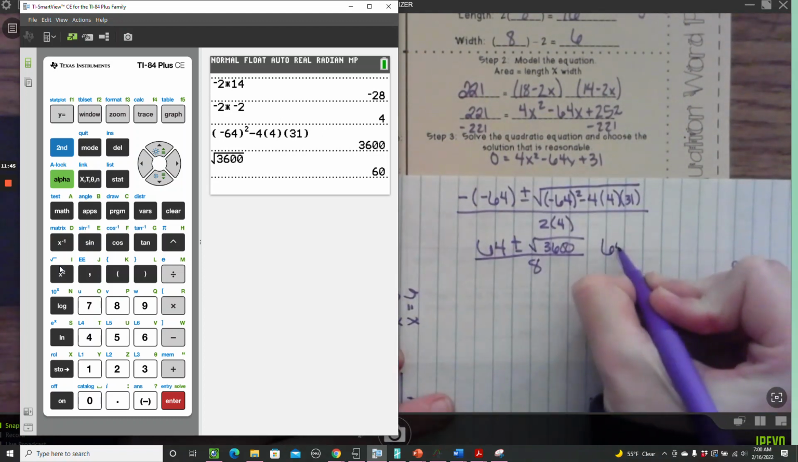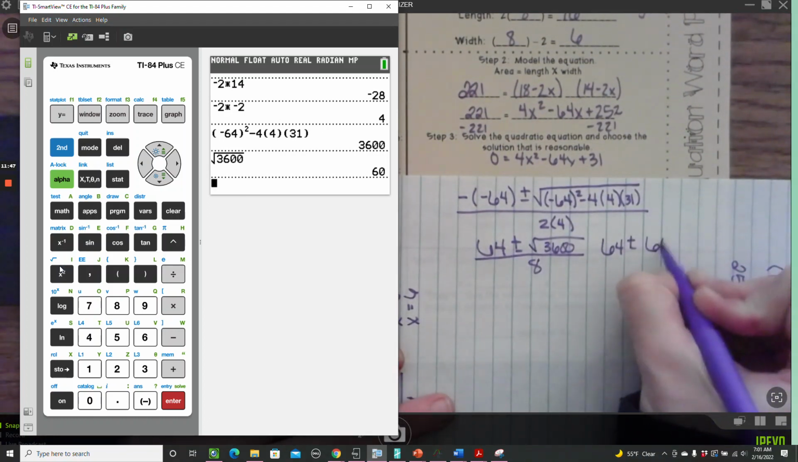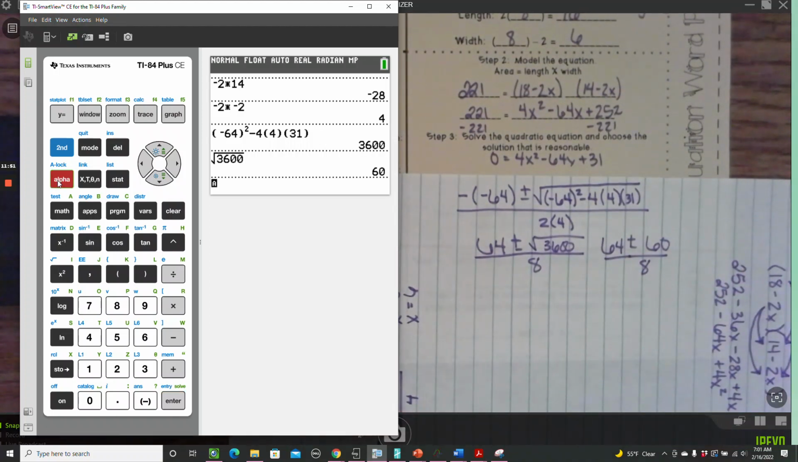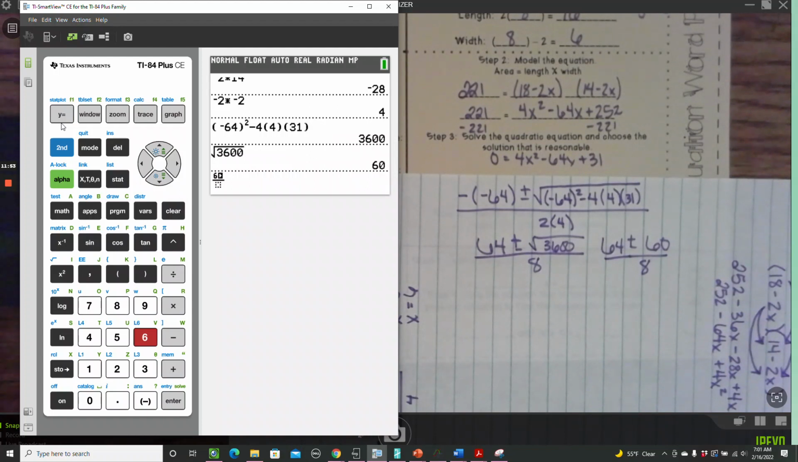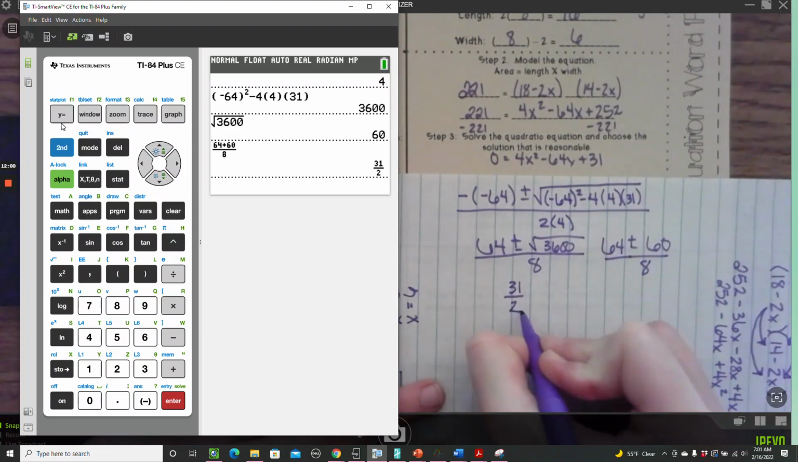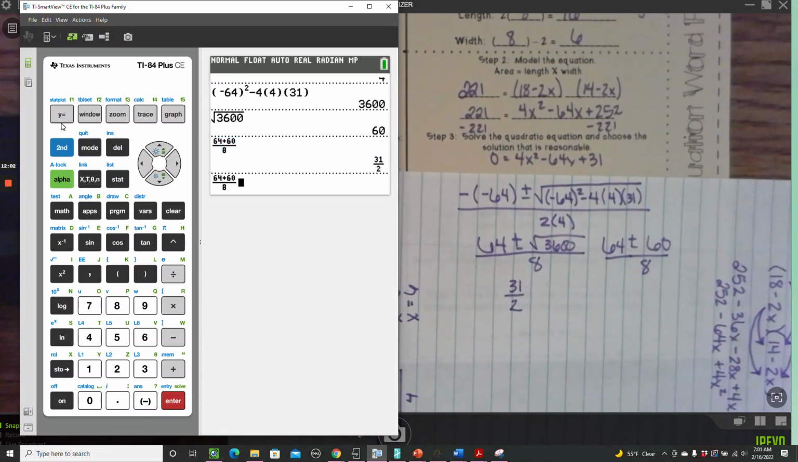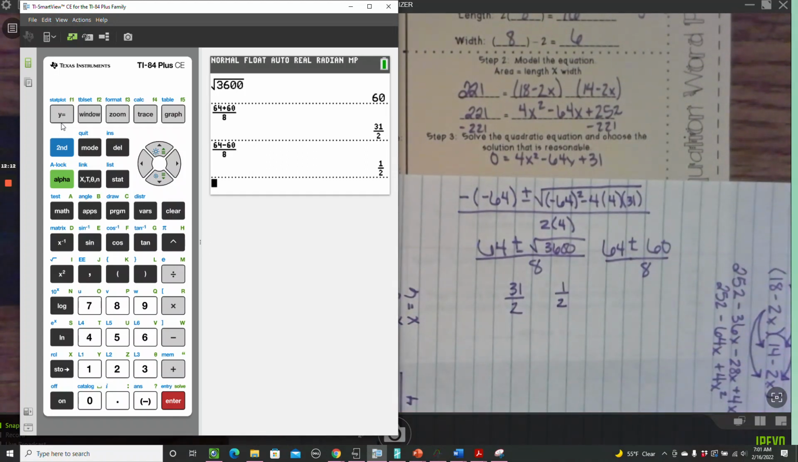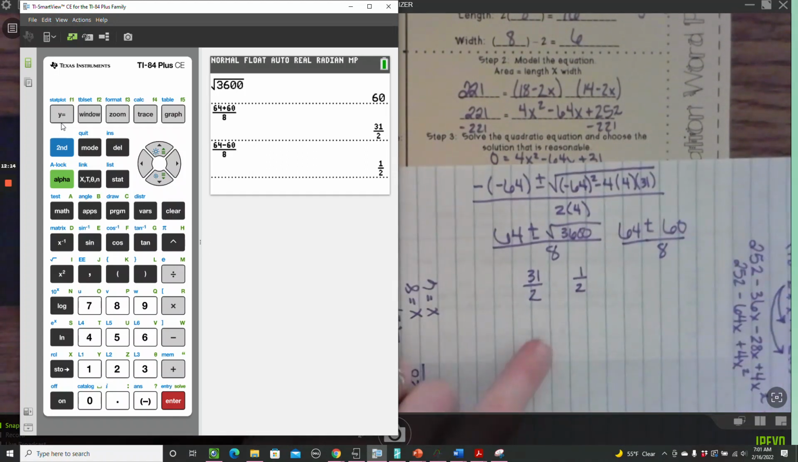Okay, we love nice pretties. And typically on these, they're nice pretties. Now this one does involve a decimal. So if we do 64 plus 60 divided by 8, we get 31 over 2, or minus, we get 1/2. So we have to pick the measurement that is reasonable here. And so the reasonable solution is actually the 1/2.